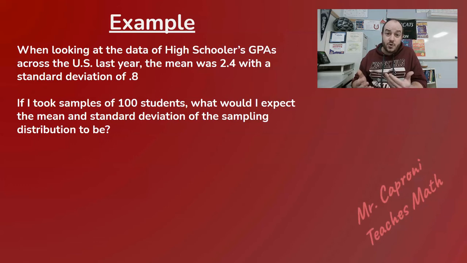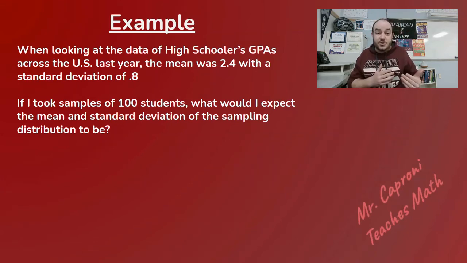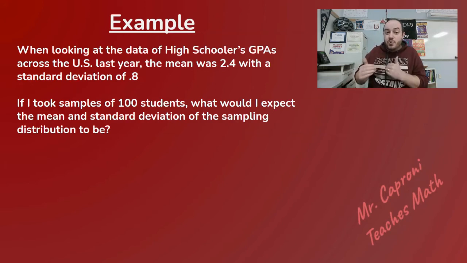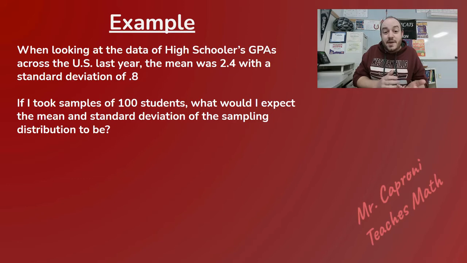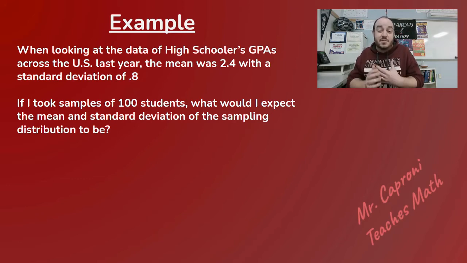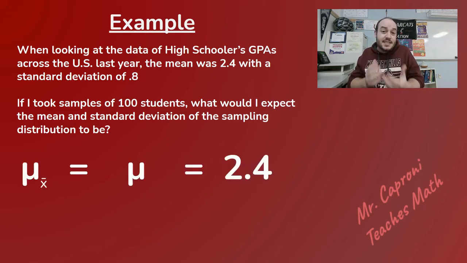So here's the example we're going to work with today. It says, when looking at data of high schoolers' GPAs across the US last year, the mean was 2.4 with a standard deviation of 0.8. If I took samples of 100 students at a time for my sampling distribution, what would I expect the mean and standard deviation of that sampling distribution to be? Well, remember, the central limit theorem said that the mean of our sampling distribution is actually just whatever the mean of our original data was. So that will still be 2.4.